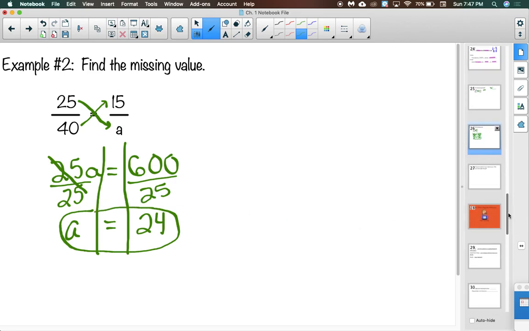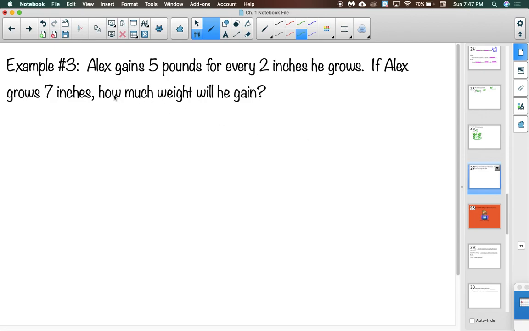Let's see a word problem. Here's your example number 3. Word problem. Alex gains 5 pounds for every 2 inches he grows. If Alex grows 7 inches, how much weight will he gain? Well, we talked about these, some of those words telling us that there's a ratio problem or that we might want to try and set up a proportion. Here's that example, for every. So when we see that word, it kind of triggers our thought to set up a proportion.